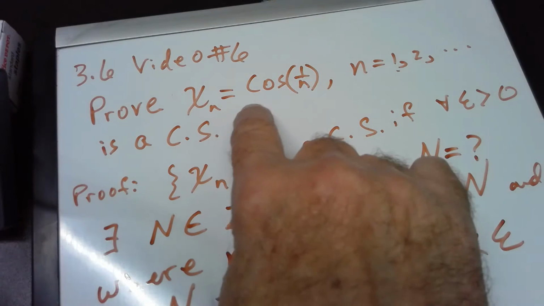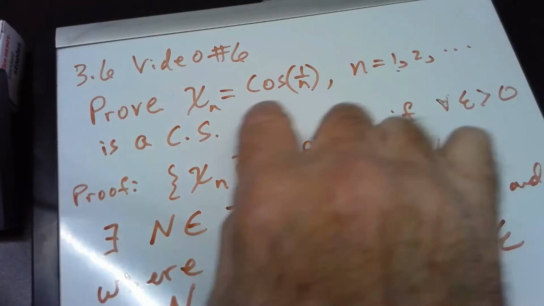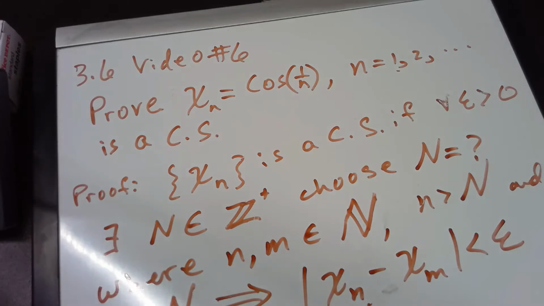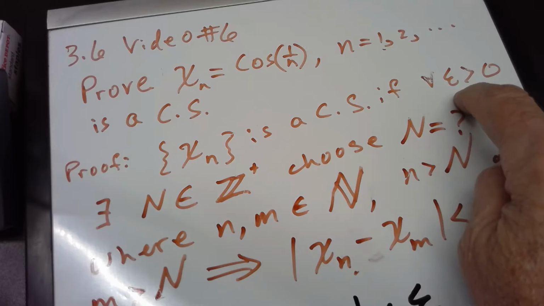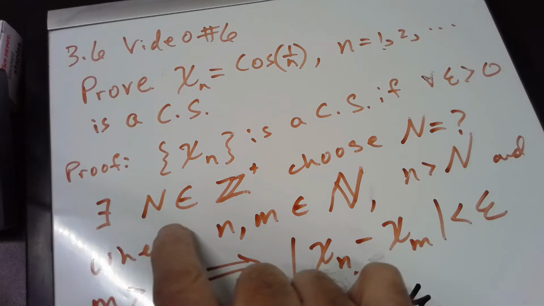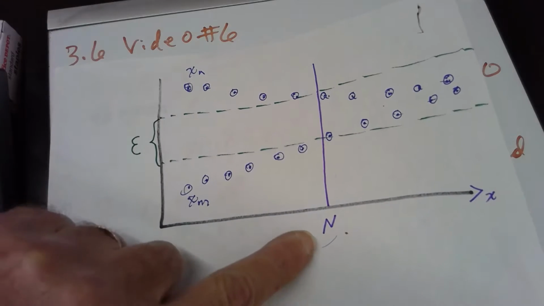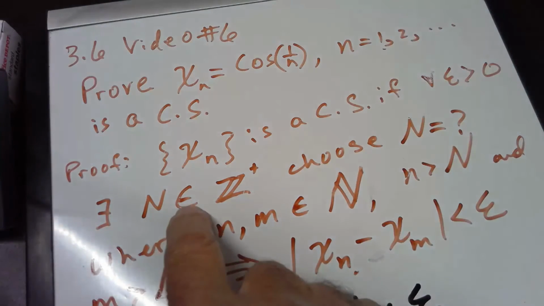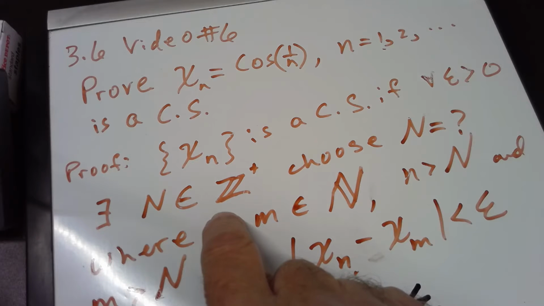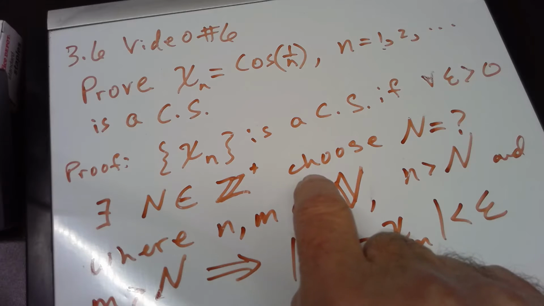Our sequence x sub n is equal to cosine 1 over n, where n is 1, 2, and so on, is a Cauchy sequence. Okay, so the proof: x sub n is a Cauchy sequence if for all epsilon greater than 0 there exists an N, that's this N here, that is going to be an element of positive integers.